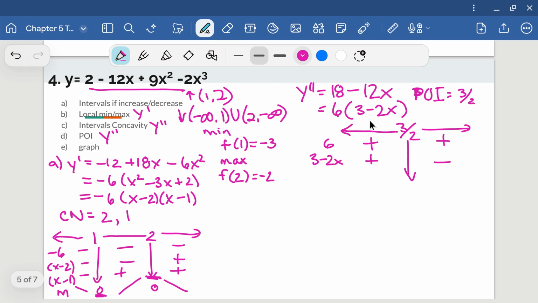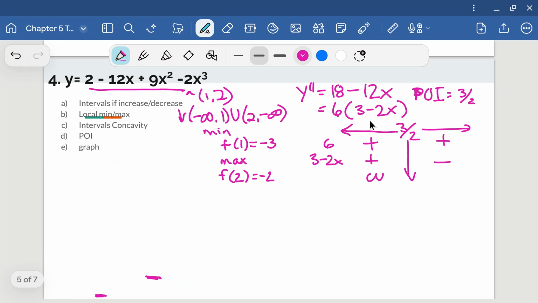Because you're switching from concaving up, which is that first part, to concaving down, you will see that this is in fact a point of inflection. So that is true. And so that's also part D. So now we have this and this. And lastly, to graph it.